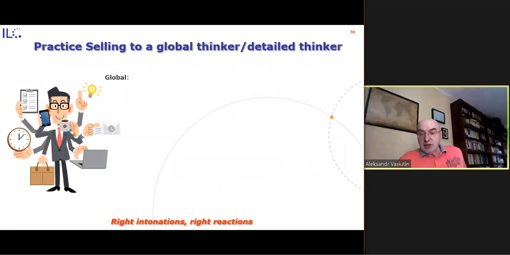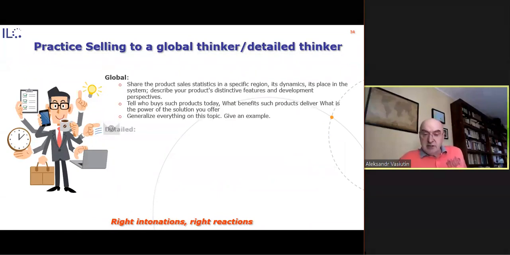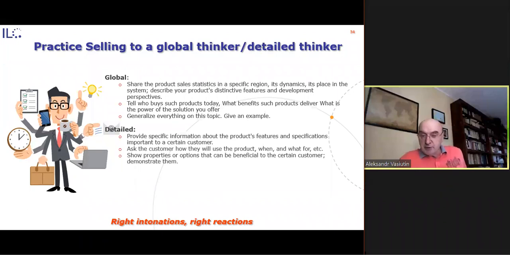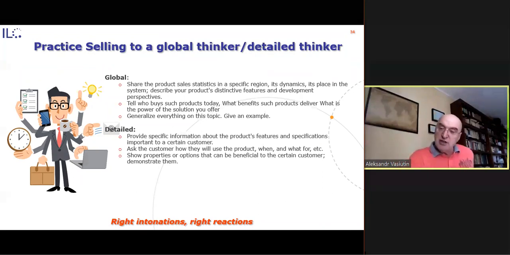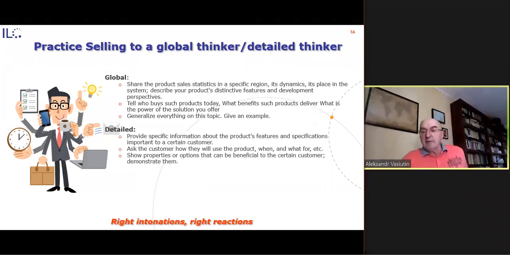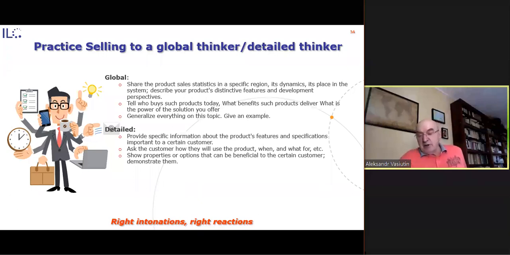Well, the way to sell to the global thinker: share the statistics in sales in the region, its evolution, the competitive advantages of our product, the benefits, the use, those who buy it, the power of the solution you offer. So, generalize, sometimes going into detail, and then you start generalizing again. So, find those solutions that are not in the power of a common person.